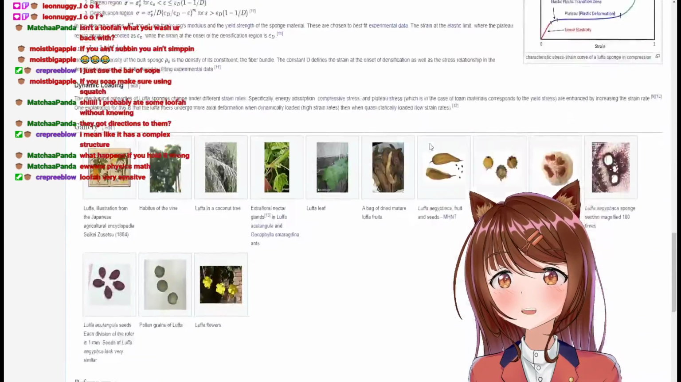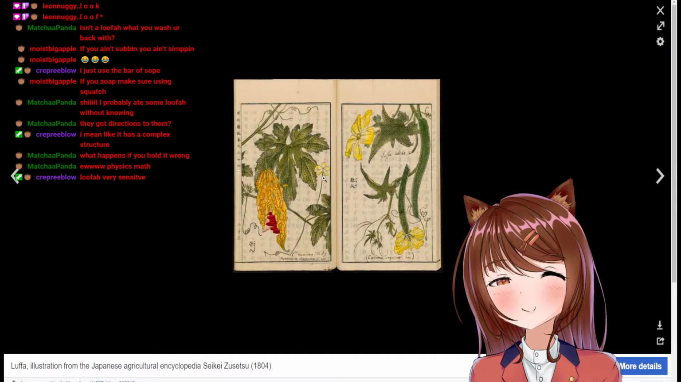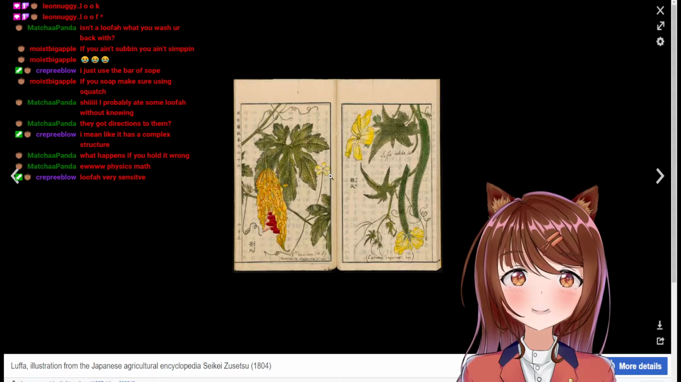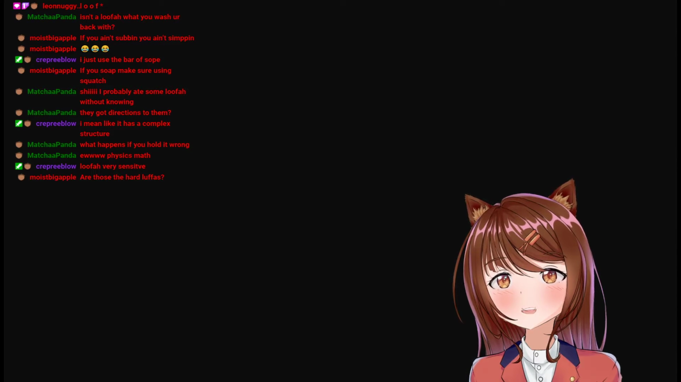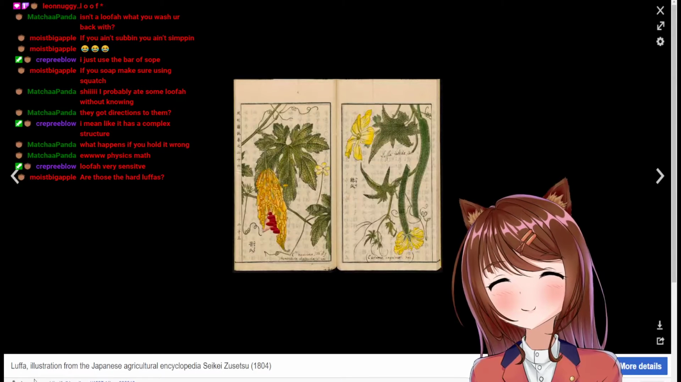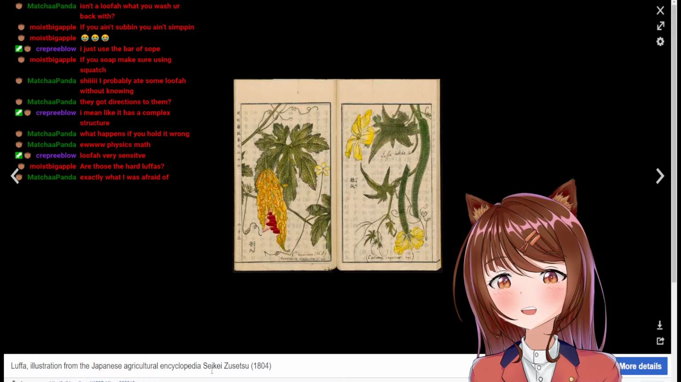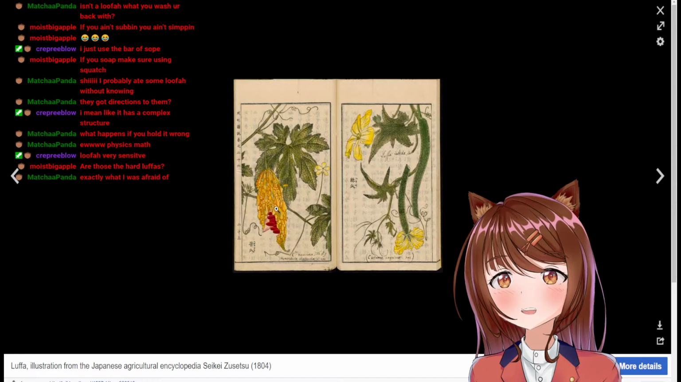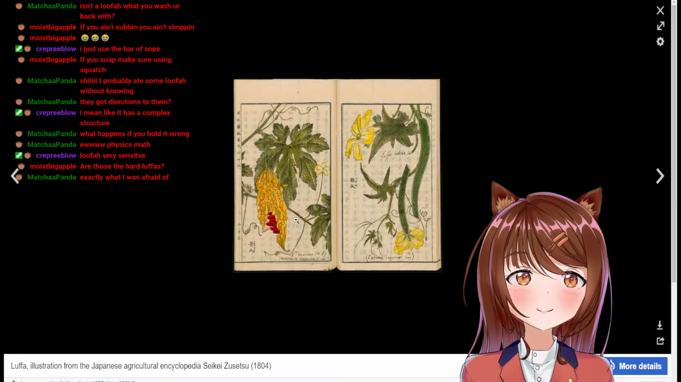Alright, let's scroll down. They got a gallery? Yo. Whoa. That's pretty. Oh, it said zoom in and then it did everything except zoom in. Loofah, illustration from the Japanese Agricultural Encyclopedia Seikei Zusetsu 1804. That's a wrinkly looking loofah. Are those the hard loofahs?